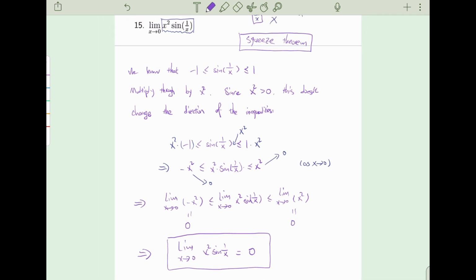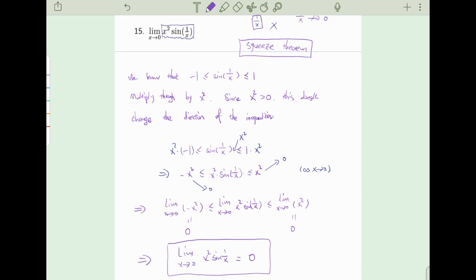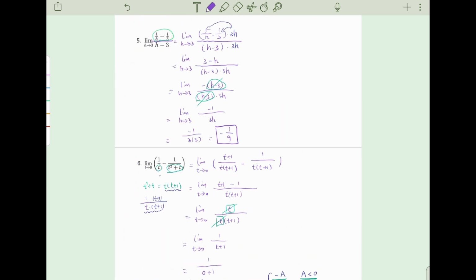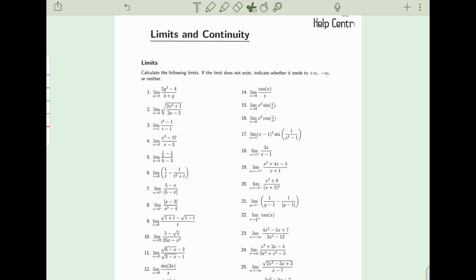So this is a proof type question. It's also a constructive proof. It's not like the previous questions, like using the conjugate or some factorization. It's like creating two bounds. So pay attention to this new type of question, squeeze theorem. Okay, 15. Now let's take a look at 16 here. It's also the squeeze theorem.